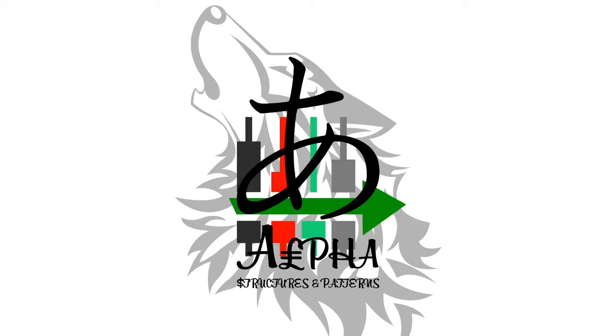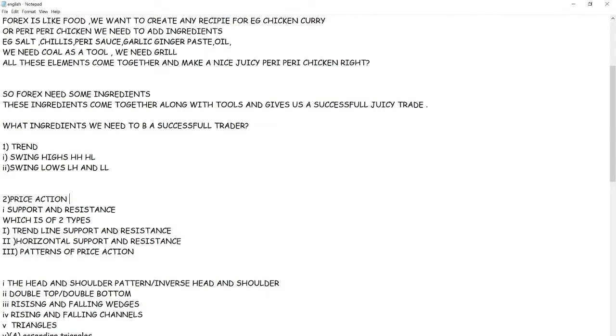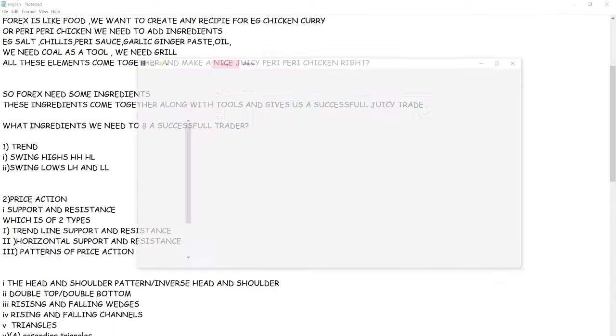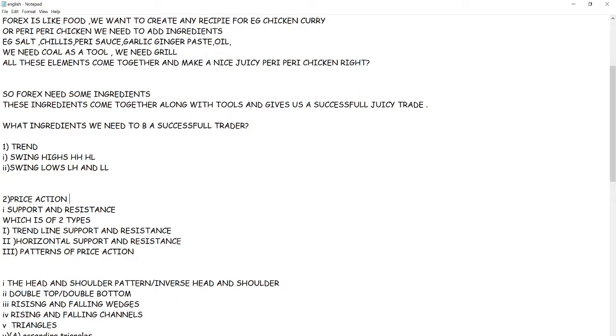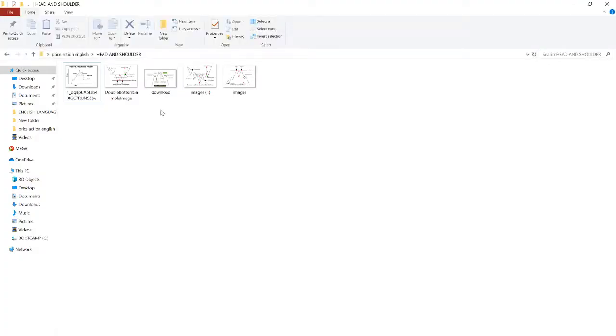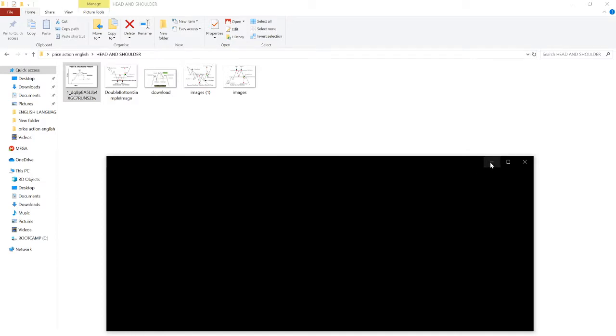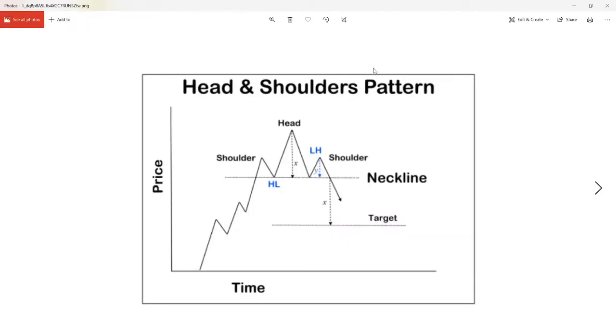This is the fourth part of price action, and in this one we will start learning about the different patterns of price action. We will start with head and shoulder. All right. So what exactly is head and shoulder? It's just like a human being. This is a head and shoulder pattern.